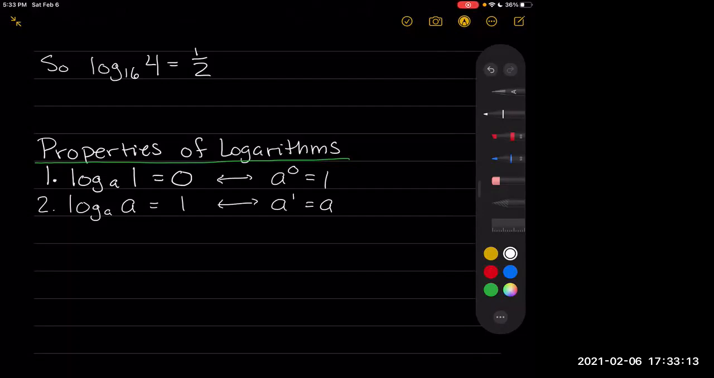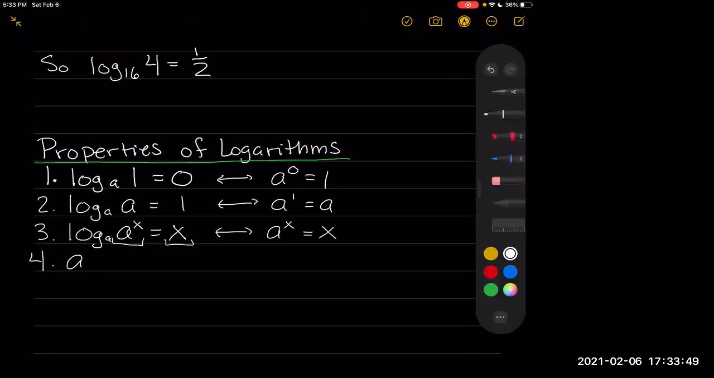And then 3, log base a of a to the x just equals x. And this is because a raised to the x power equals a to the x. So to get a to the x as our output, we need to have x as our input. And it's also because they're inverse functions. So if you apply them to each other, they cancel each other out. So we'll see that here.